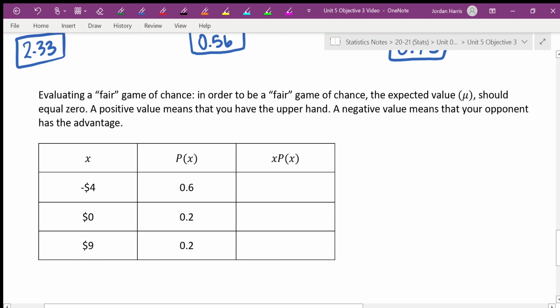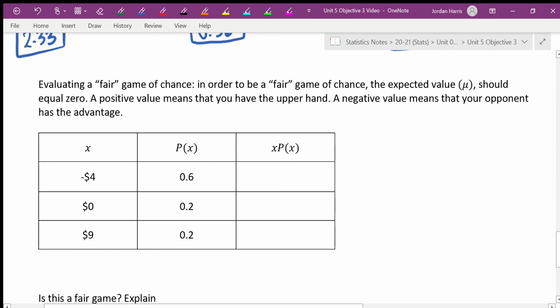Okay, that's the whole point, right? The reason casinos stay in business is they don't give you fair games. If they gave you fair games, they would lose too much money because they would come out even every time. That's what makes it a fair game. So evaluating a fair game of chance, in order to be fair, notice this is not your advantage, this is fair. To be fair to both sides, the expected value should be 0, meaning everyone comes out the same. If you played this game 1,000 times, you would have the exact same money that you started with.